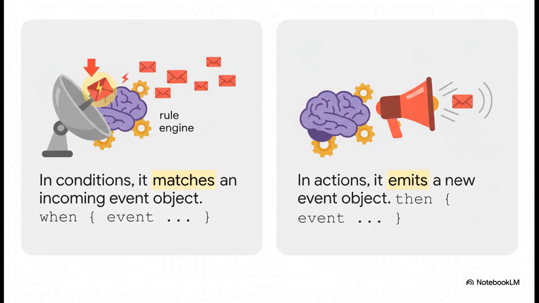So you're going to see the event keyword used in two main ways. In the when part of a rule, it's a listener. It's waiting for a specific event to come in. But in the then part, it flips roles and becomes a producer, sending brand new events out into the world.